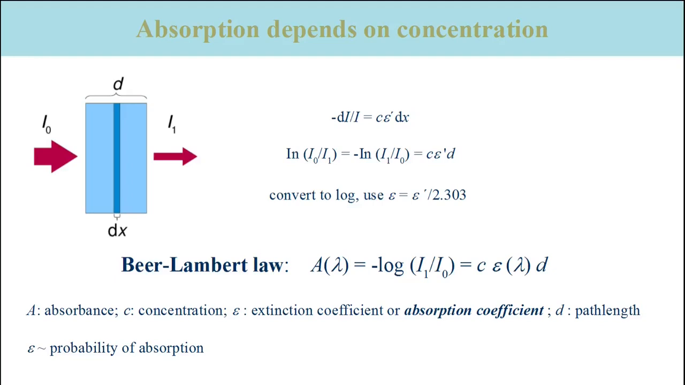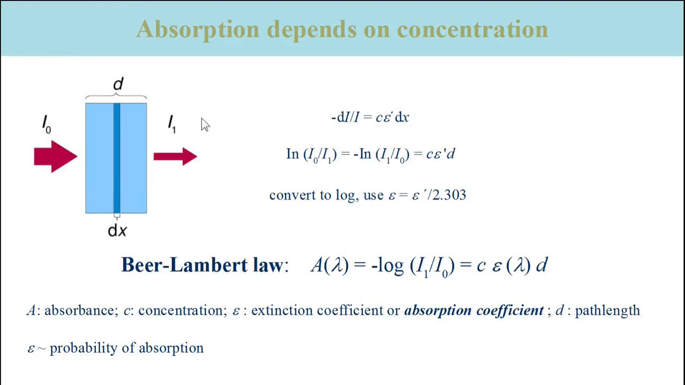In the following, we will introduce a quantity that describes how much light is absorbed by a sample. For this, let us consider a simple absorption experiment. The incident light has intensity I0 at wavelength lambda. It traverses a sample with a path length d. The light that is not absorbed by the sample emerges with intensity I1.